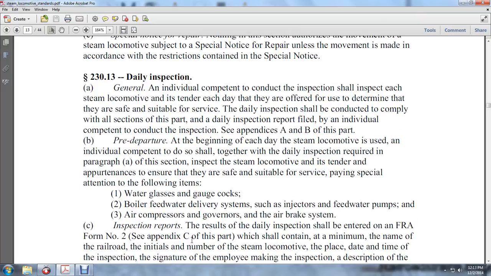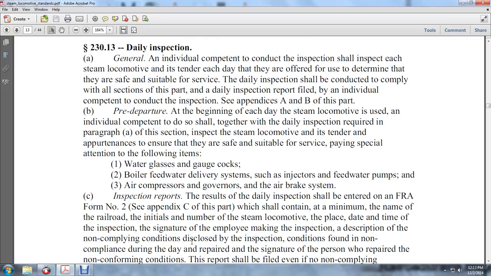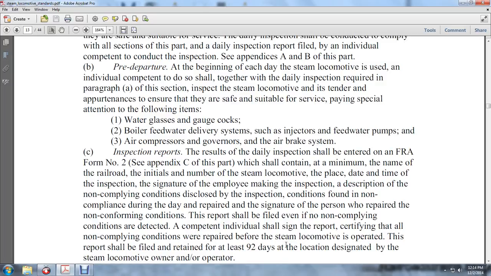Inspection reports. The result of the daily inspection shall be entered on the FRA form in Appendix C of this part, which shall contain at a minimum the name of the railroad, initial and number of the steam locomotive, place, date and time of inspection, signature of the employee making the inspection, description of the non-compliant conditions, and the date of the repairs, and signature of the person repairing the non-compliant conditions. The report shall be made even if no non-compliant conditions are detected.